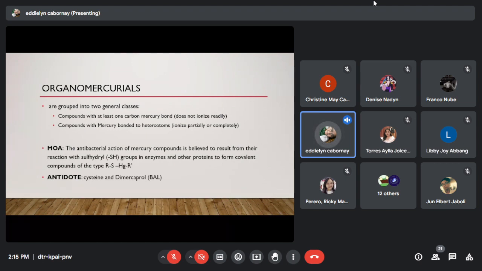So for the organomercurials, the antidote is cysteine and dimercaprol. If you ingest too much organomercurials, the antidote is cysteine and dimercaprol or BAL.